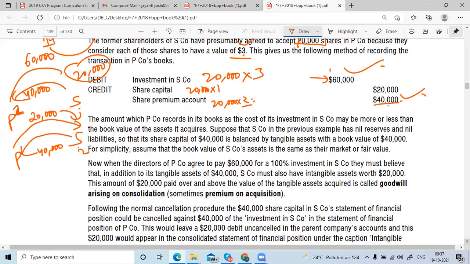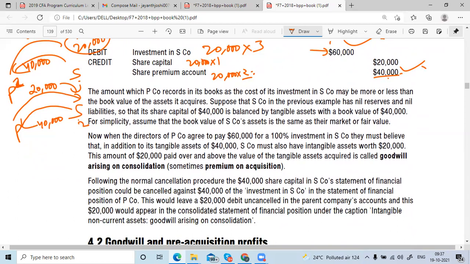Okay. Now, the amount which P company records in its books as the cost of its investment in S company may be more or less than the book value of the assets it acquires. Suppose that, from here the points are important, S company in the previous example has no reserves and no liabilities. So that its share capital is $40,000. S company doesn't have retained earnings and doesn't have liabilities at all. Only equity is what they have.